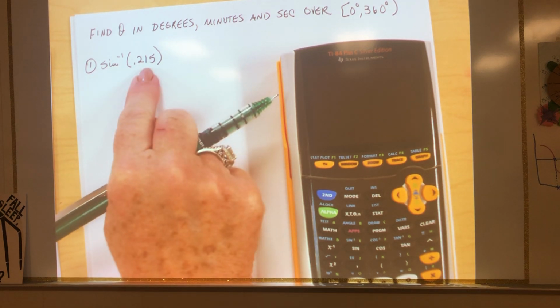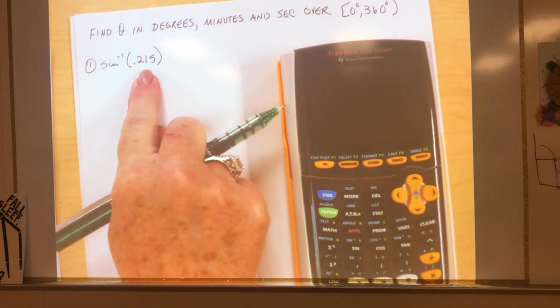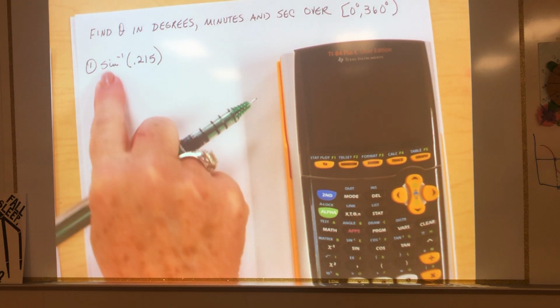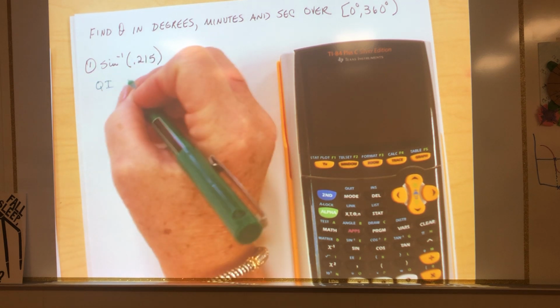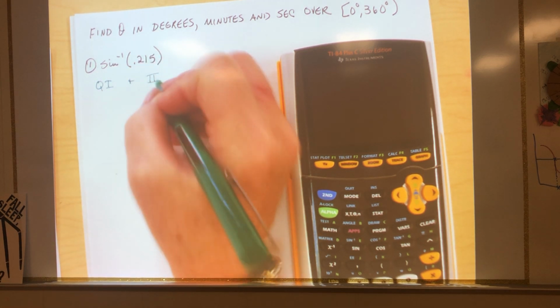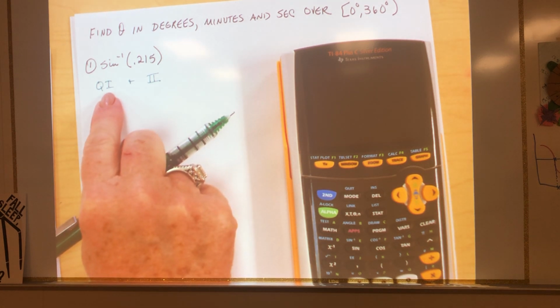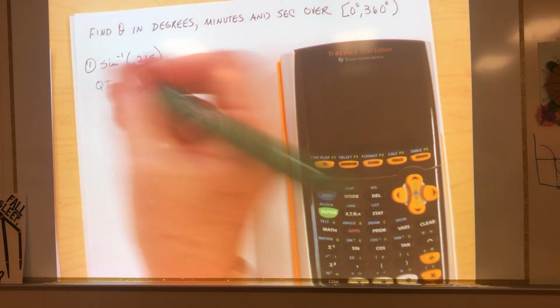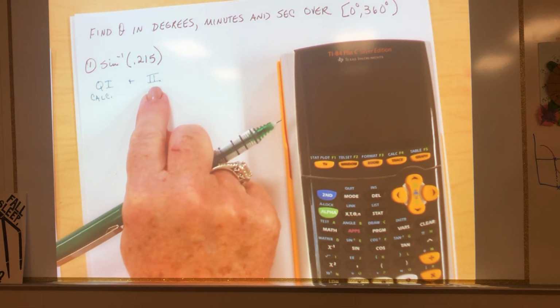The first thing you want to do is say, what's my sign and where am I? His sign is positive. Where is sign positive? Quadrant 1 and 2. Where is the angle in quadrant 1 going to come from? The calculator. And this is from my calculator. So how am I going to put it in quadrant 2?